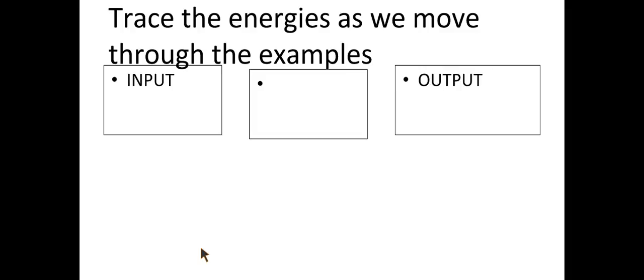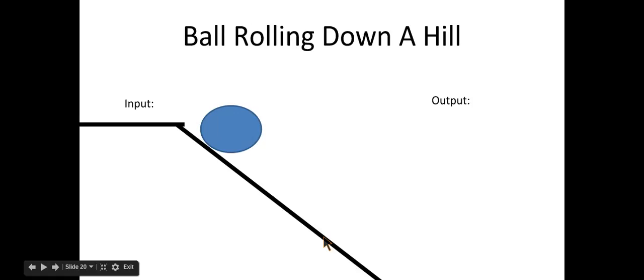So as we go through the examples, you have some boxes on your paper. You guys are going to keep track of the energy chains. You're going to label what is your input energy and what is your output energy, and then we'll fill in those energies in between. So let's look at the first example, a ball rolling down a hill. At the top of this hill, the ball is still, it has potential to move. So we say that the ball's input energy is potential energy, but as it rolls down the hill, it transforms from potential energy to kinetic energy.